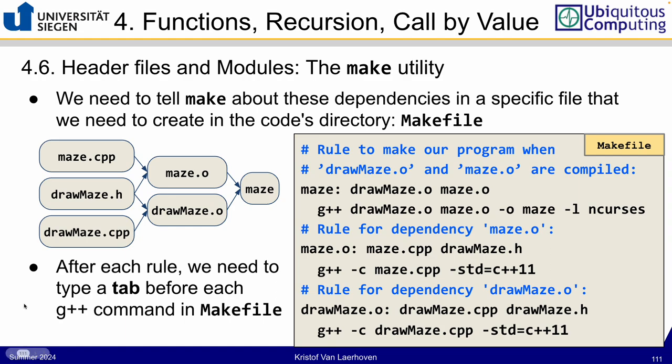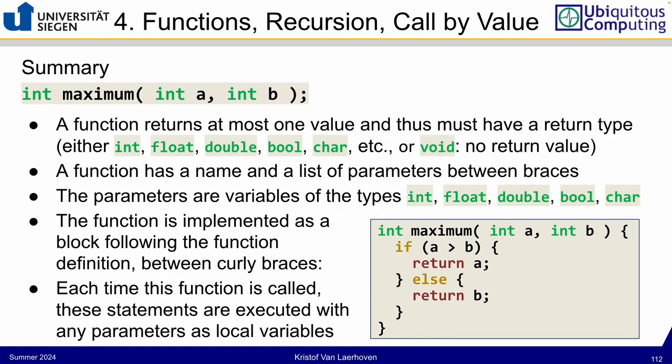So that is the essence of a make file, and that is typically how people create bigger projects, where dependencies between multiple files become important, because for every module that you create, you first need to compile this. And then afterwards, when you've compiled everything, you need to build everything together by linking it. So to summarize, that's what functions are.